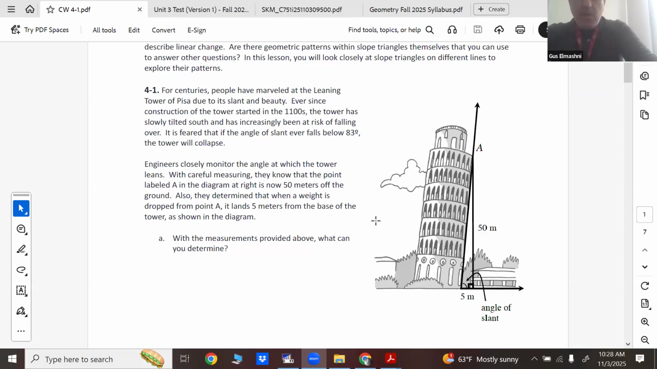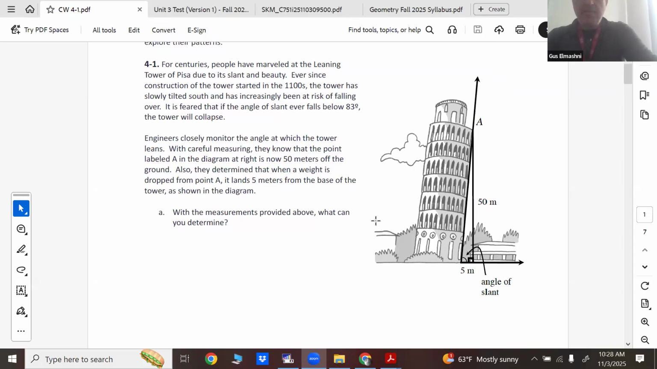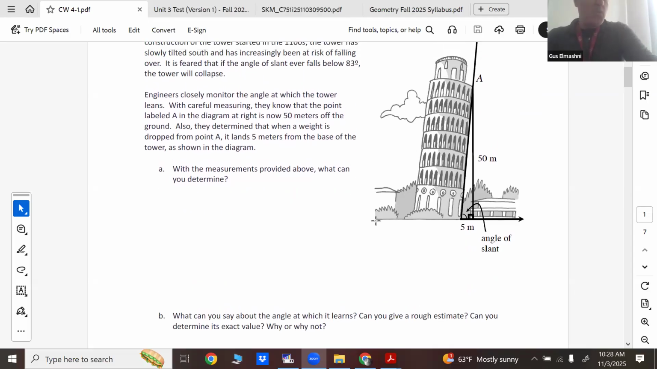With the measurements provided, what can you determine? But we haven't learned any trigonometry yet, so I'm not going to get into that today. But what we could do is probably figure out that side. Let me label this as B and C. So what can you determine? I could find AC. AC is the hypotenuse.